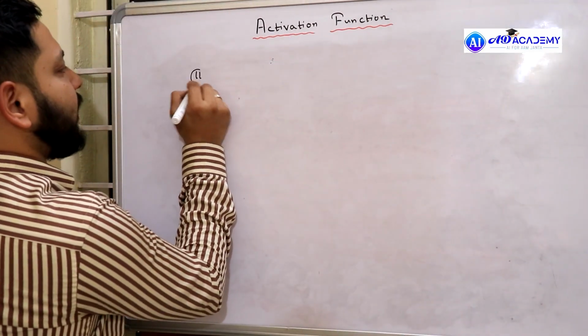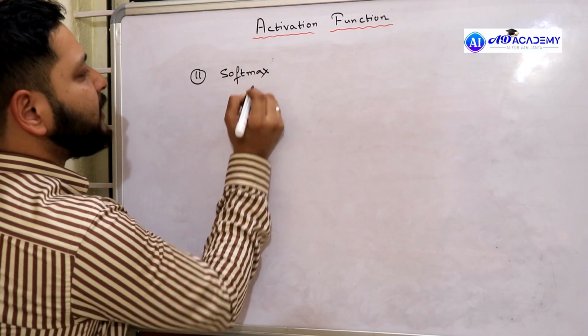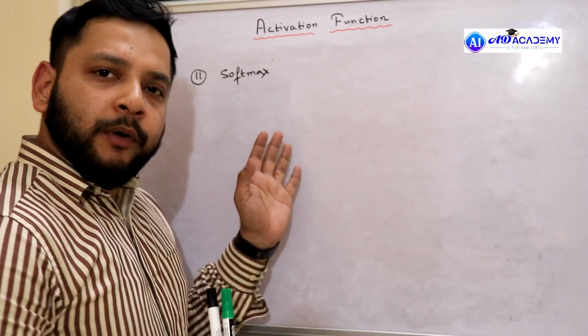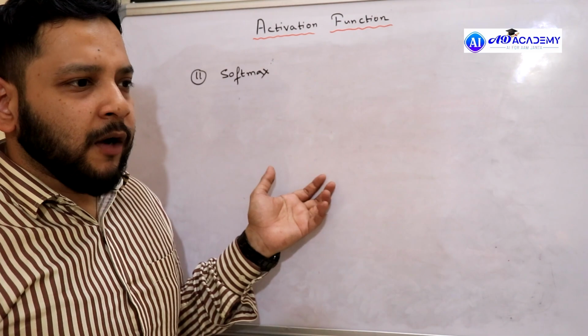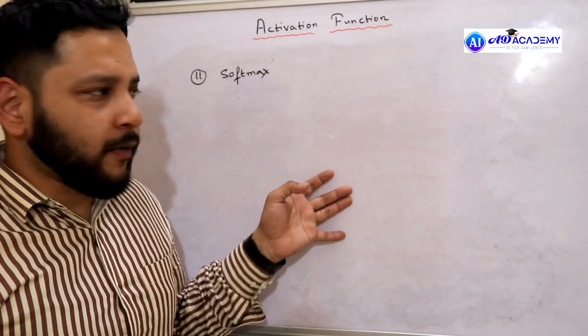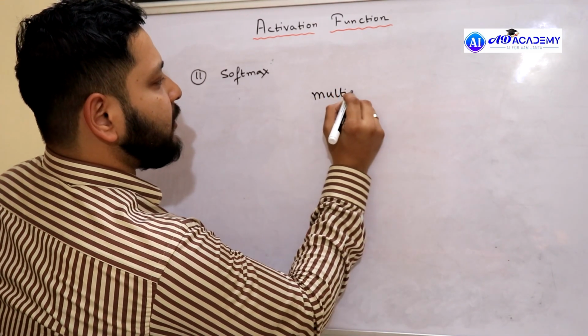Next one is softmax. This is where we use this kind of activation function in case of probabilities. We are calculating the probabilities in the neural network, say for multi-class classification.